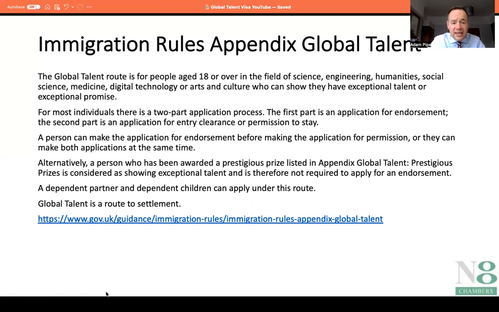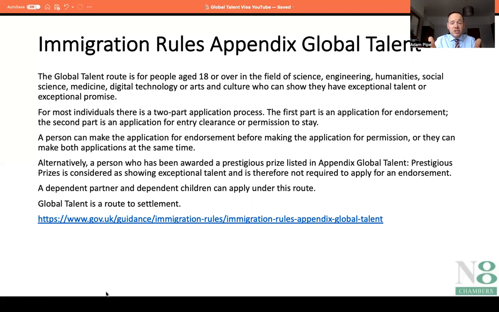A person can make an application for endorsement before making the application for permission. And that's probably a wise thing to do. Get your endorsement first, and then you pay the extra fee to make the application for permission. Or they can make both applications at the same time. I suppose if your visa's running out and you're in the United Kingdom, you might want to make both applications at the same time to ensure your leave is extended.